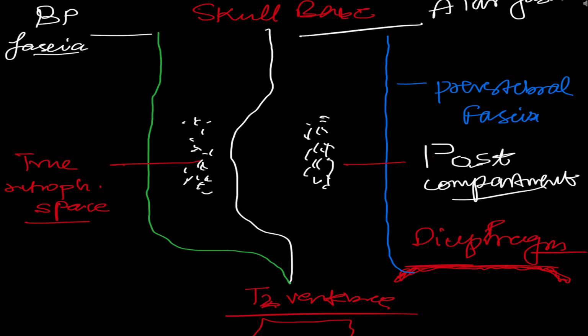Superiorly there is skull base. Inferiorly you can say T2 vertebrae, or in some books, as I have seen, it is written posterior mediastinum. That is also correct, no issue with that. You can also say that retropharyngeal space extends from skull base up to the posterior mediastinum. Anteriorly there is buccopharyngeal fascia, posteriorly alar fascia. The space between these two is known as true retropharyngeal space, and the space between the alar fascia and prevertebral fascia is known as the posterior compartment of the retropharyngeal space. So that was all about the anatomy of the retropharyngeal space.